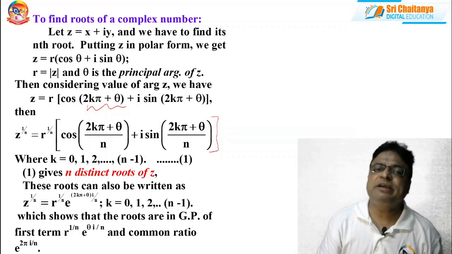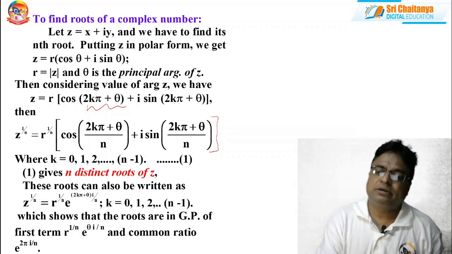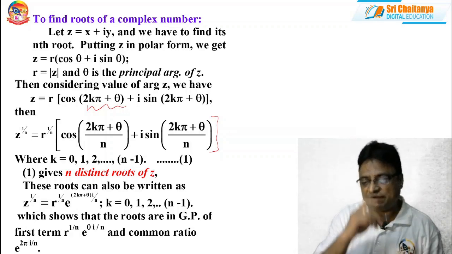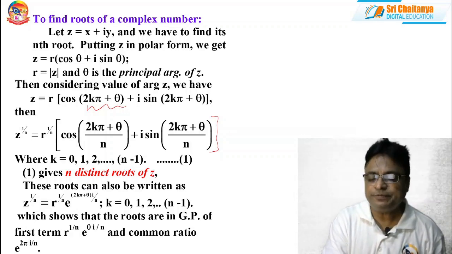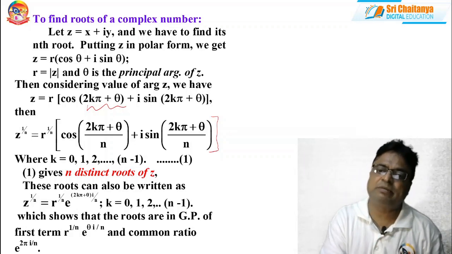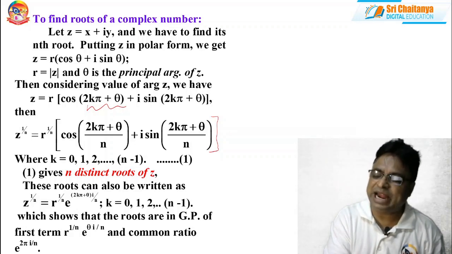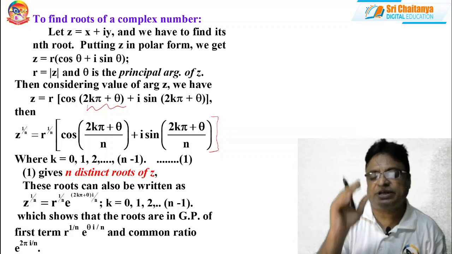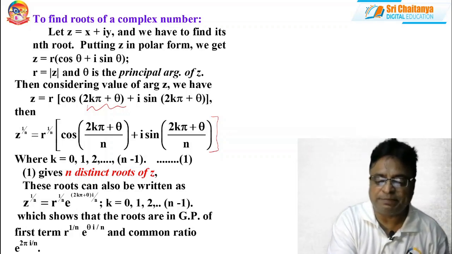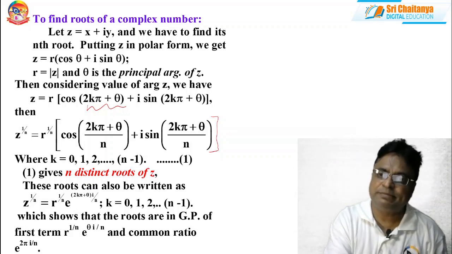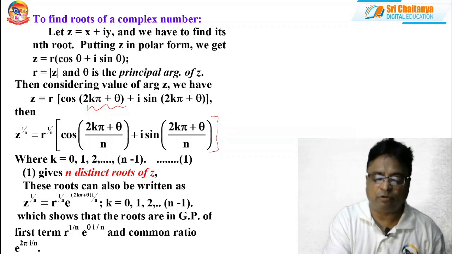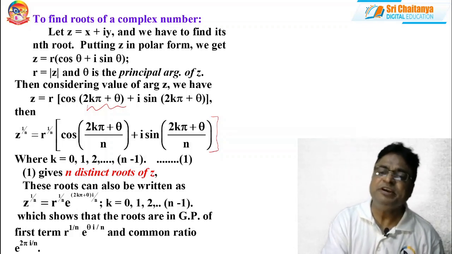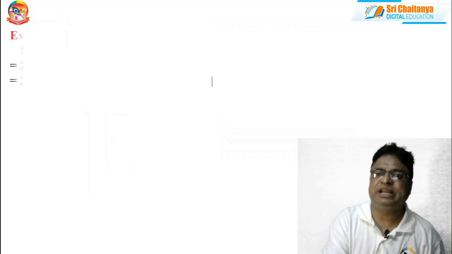So whenever we extract the roots of a complex number, first, as usual, express the complex number in polar form, and add 2k pi to the general value, and multiply the power to that general value, that is cos (2k pi plus theta) by n plus i sin (2k pi plus theta) by n, where k equals 0 to n minus 1. This is the procedure to find the roots of the complex number. With an example, I can explain it very clearly.